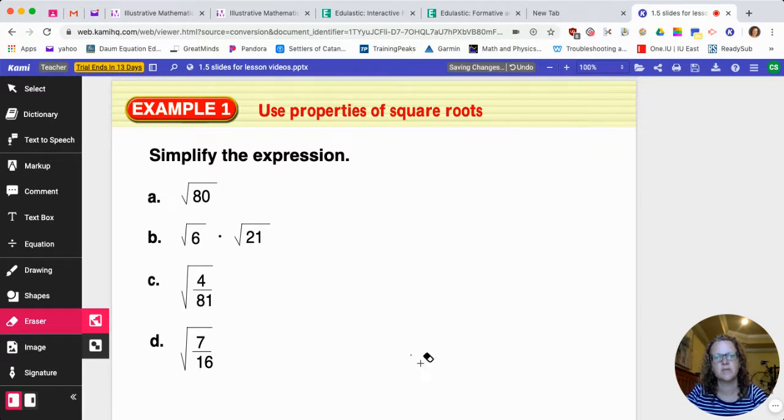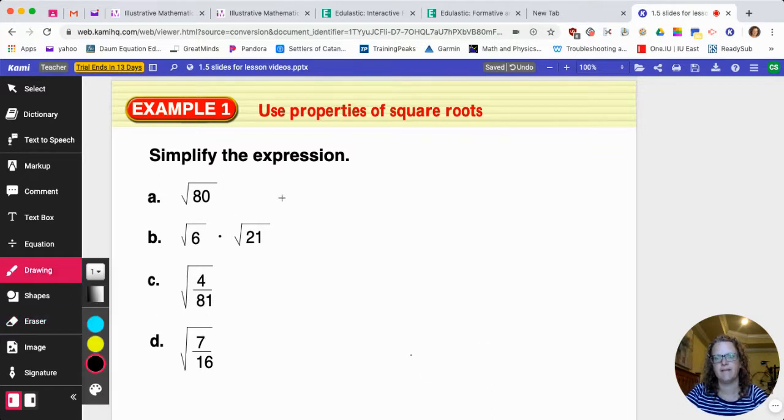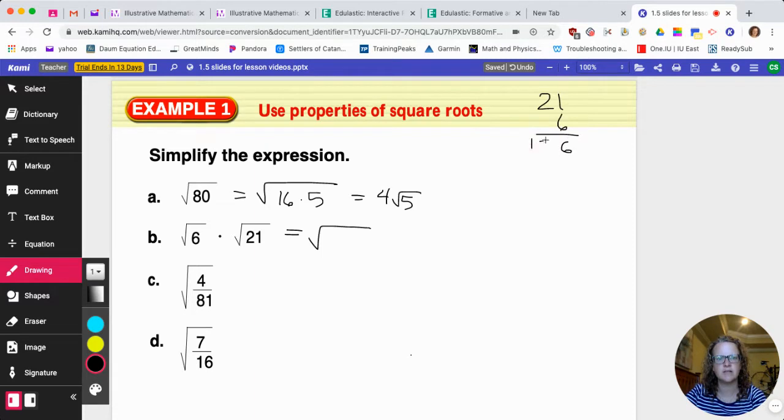So we're looking for perfect squares. Here I can say that this is the same as 16 times 5, which is the same as 4 root 5. Square root of 6 and the square root of 21. There's no perfect squares in 6 and 21, so let's go ahead and multiply first. I don't know what 6 times 21 is, and I don't have my calculator handy. So 126.